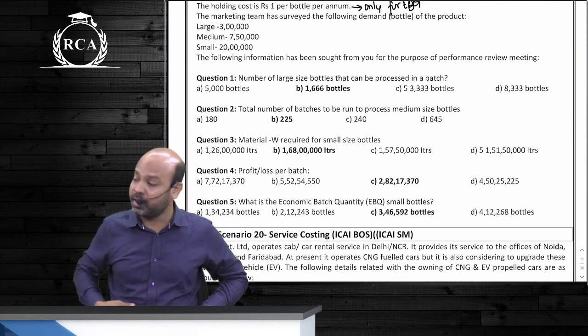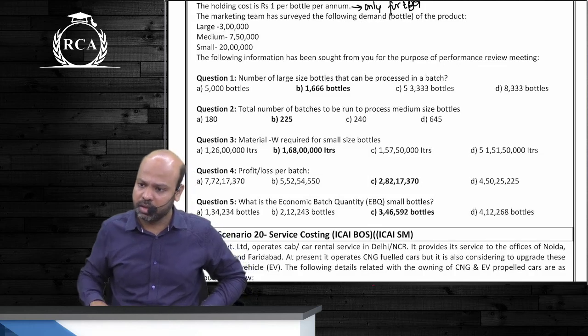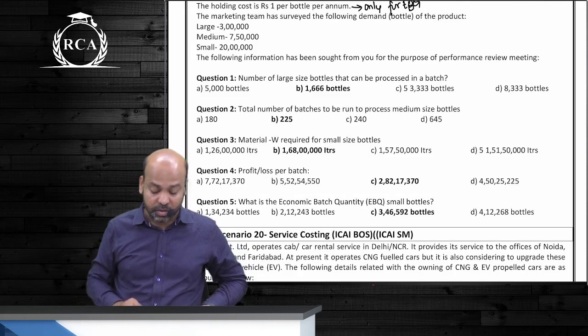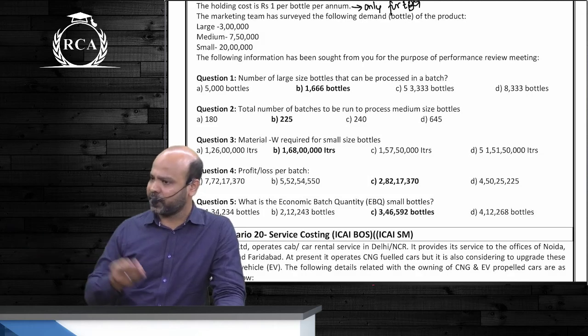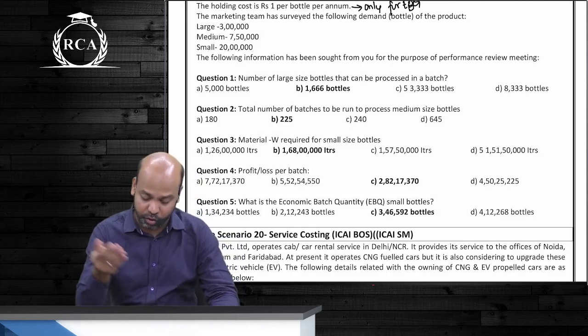Profit or loss per, ये गलत है बेटा, per batch is incorrect wording. It is profit or loss for the year. If it is per batch, guys, how the hell will you make 2 crores 82 lakhs? 5000 लीटर बेच के बेटा, whose price is 150, 90 rupees, will you make 2 crores, 3 crores, 4 crores, 5 crores?